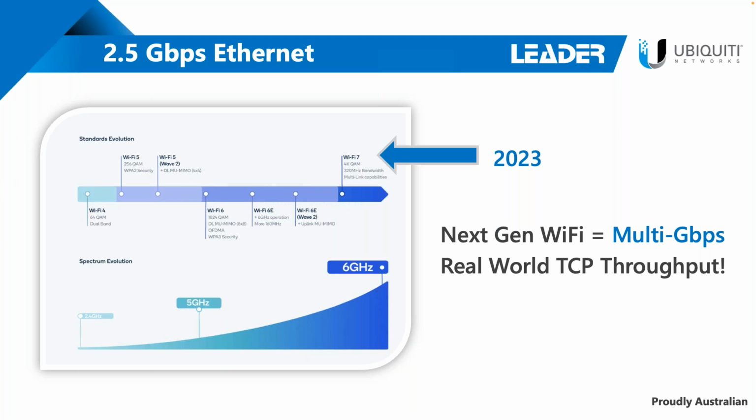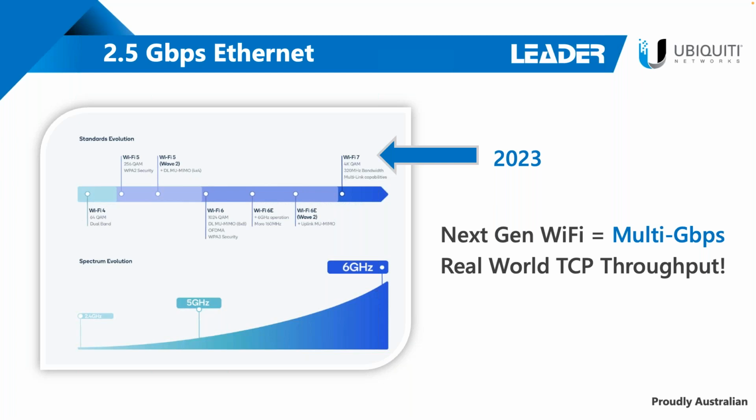And I think the biggest advantage is if you look at the next generation, Wi-Fi 7, we are actually expecting to see multi-gigabit per second. That means real world throughput, your TCP throughput, will increase dramatically. And it means essentially you're going to be bottlenecked by a 1 gigabit per second Ethernet port. 2.5 gigabit per second Ethernet is essentially the answer to that.